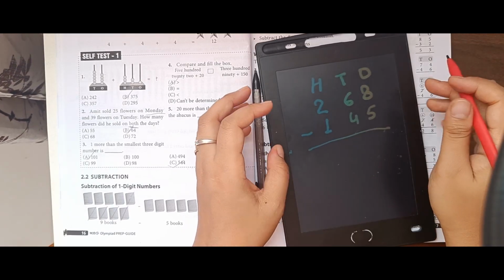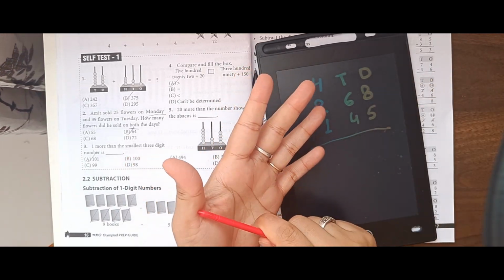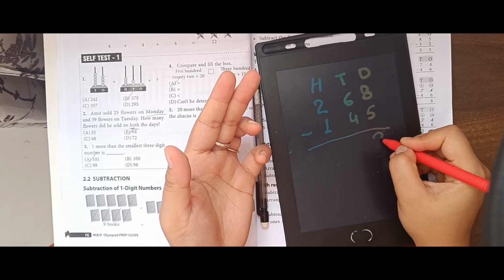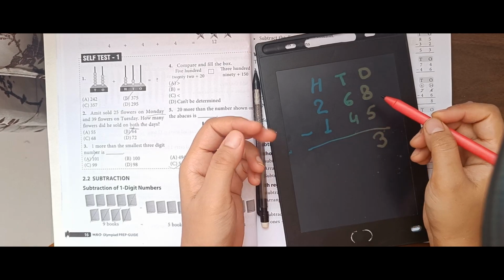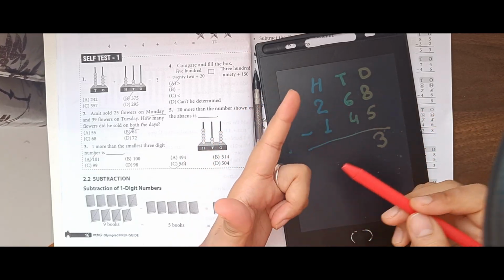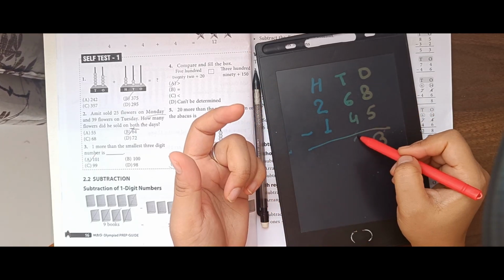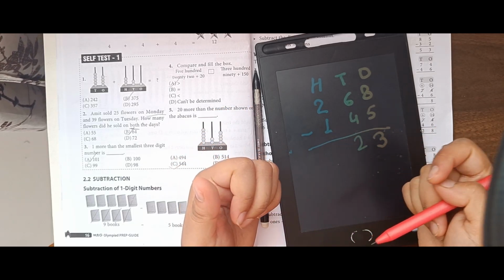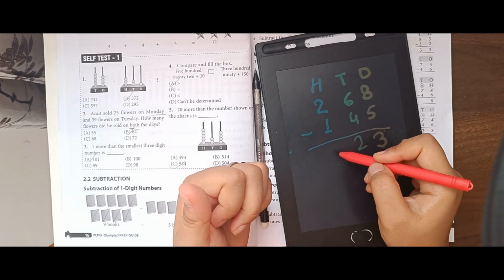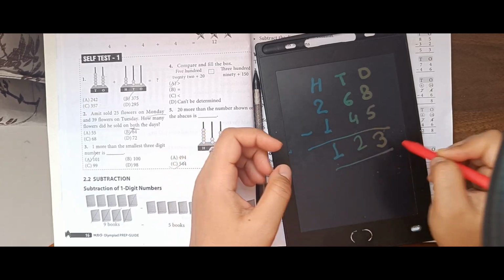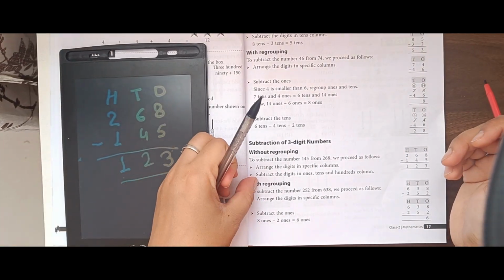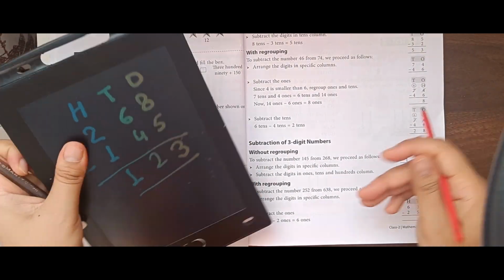So 8 minus 5, how will we do? 6, 7, 8. How many digits do we count? 3. 6 minus 4, 5, 6. How many digits do we count? 2. 2 minus 1. So 2 minus 1, 1, 2. So how many? Only 1. So answer is 123.